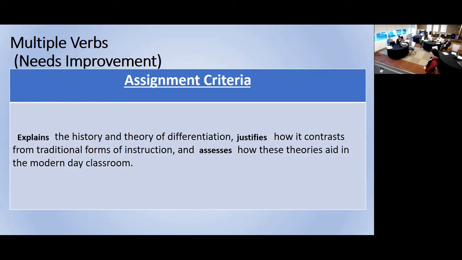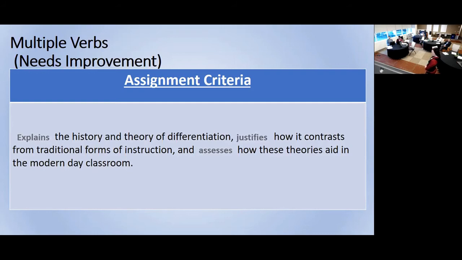Occasionally, it's okay to use two verbs, but in general, you usually want to stick to just one verb. In our example here, we've actually got three verbs. So we have explains, justifies, and assesses. Now, there's two reasons why this becomes a problem.